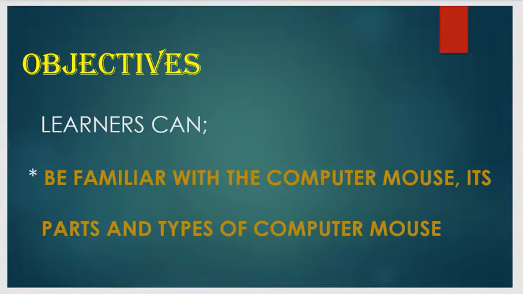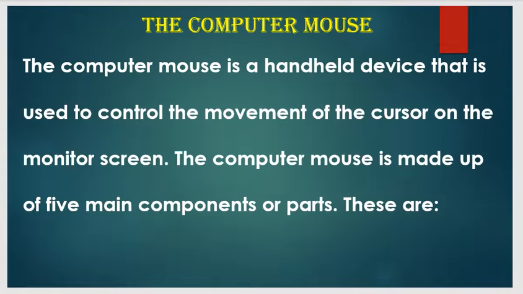So at the end of this lesson, you should be able to be familiar with the computer mouse, its parts, and the types of computer mouse that we have. Okay. So first, we'll start and look at what a computer mouse is. And I hope you know what a mouse is. Okay. A mouse is one of the components we have as part of the computer hardware. Okay. So let's look at what a mouse is.